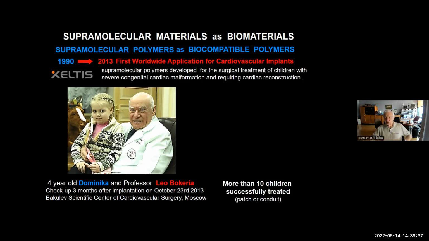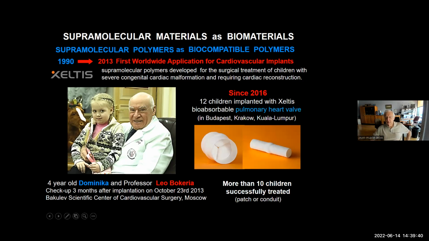Now, many children have been treated, and now the company has also developed pulmonary heart valves, which have been implanted in Budapest, in Krakow, and in Kuala Lumpur, also in children. Of course, heart valves are more complicated because they have to move, whereas this little girl had a problem of a single ventricle, if I remember correctly. So the heart had to have a separation, which was then made up of these polymers. I am told that's a breakthrough in surgical practice, and the company is now developing it further for other applications.